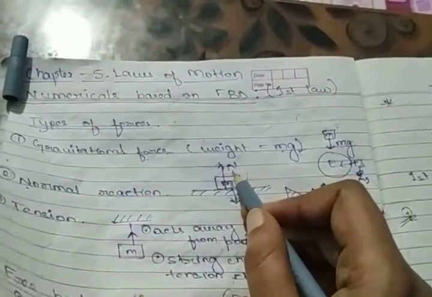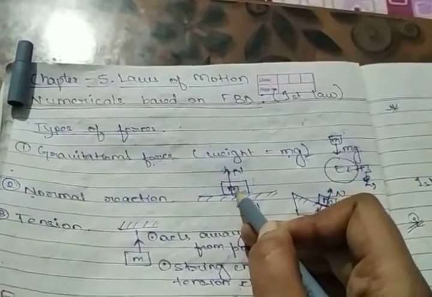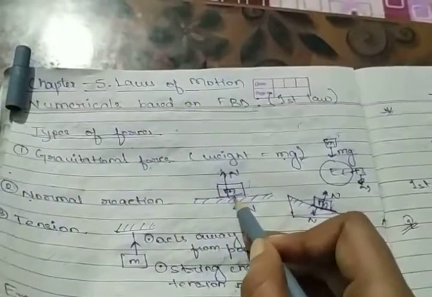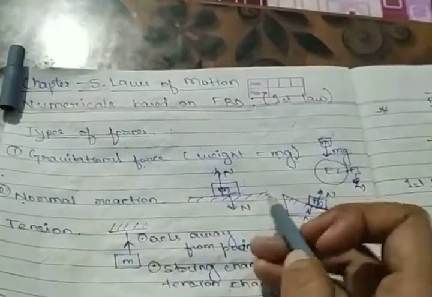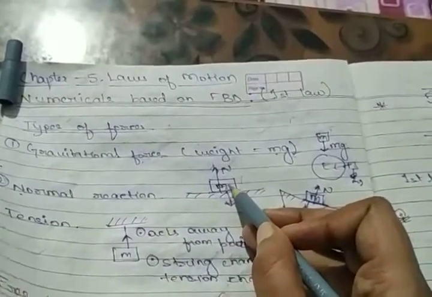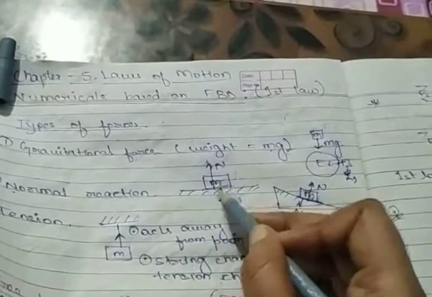Now every force has an equal and opposite reaction. So if this is the normal force applied to the body by the surface, always remember it is the normal reaction by any surface. When two surfaces are in contact, the normal reaction is applied. Then this mass also applies a force downwards, N. So these are the normal reaction pairs.